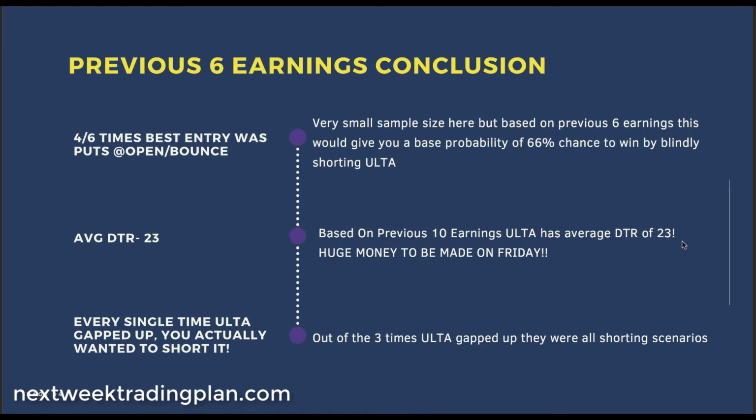Okay, so look at the earnings conclusion we put together. 4 out of the 6 times of these examples, your best entry was puts at the open or on the bounce. Okay, so it's a very small sample size there, but that just gives you a base probability of 66% chance to win by blindly shorting ULTA.